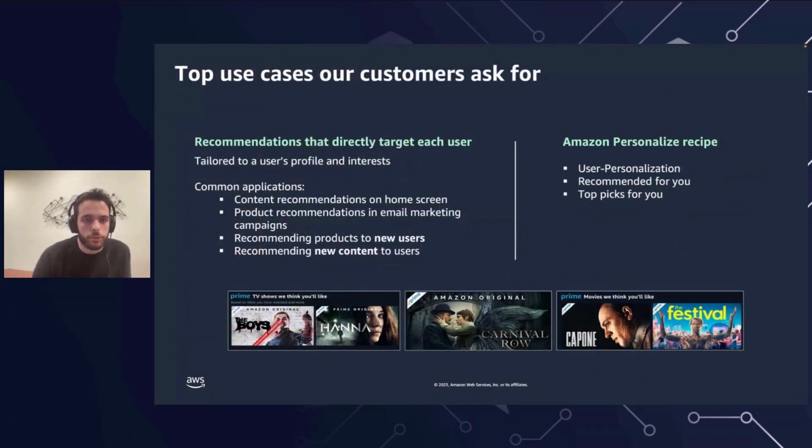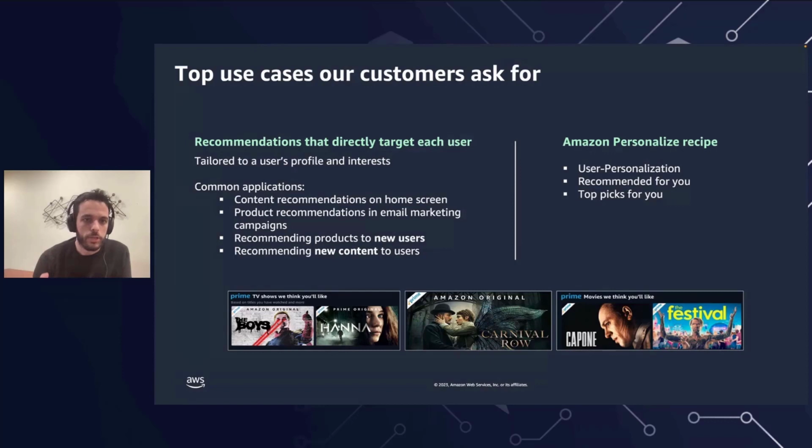As we start to prepare our solution, we want to think about what types of use cases we're going to use Amazon Personalize for. And there's essentially four types of recipes that we're going to cover today that can map to your business's use cases. So first is generating recommendations that are directly targeted to each user. These are commonly used on home pages, so generating carousels of recommendations on a home page. They're used frequently for product recommendations in email marketing campaigns, and they're excellent for showing products to new users and new content to users as well.